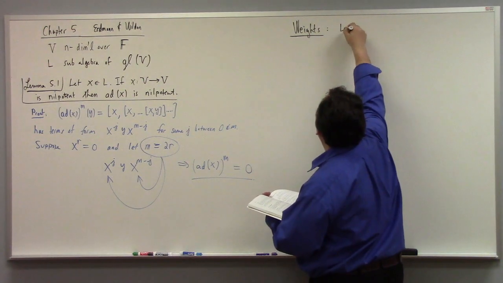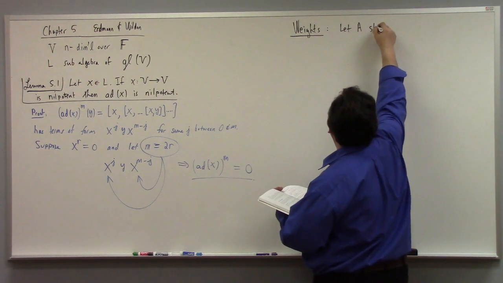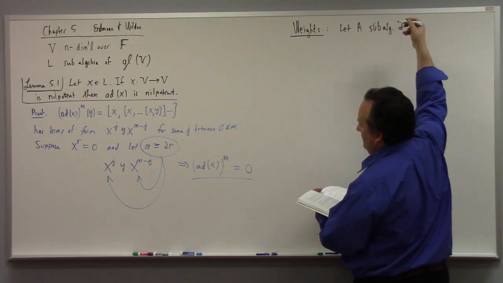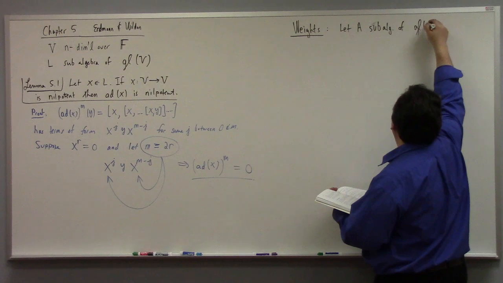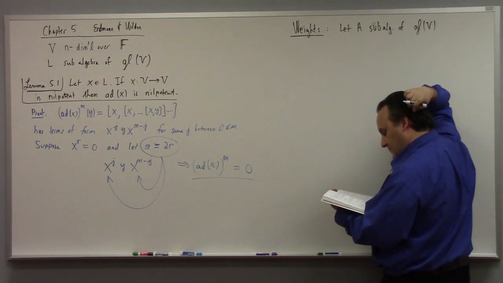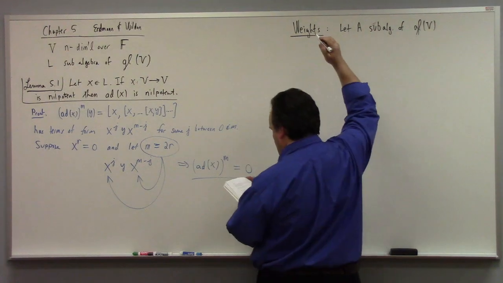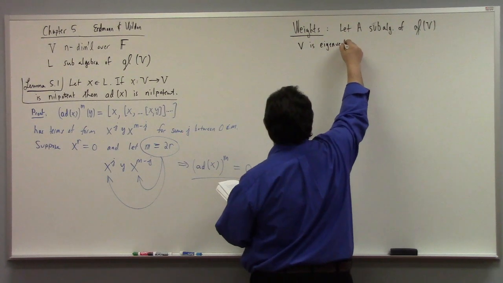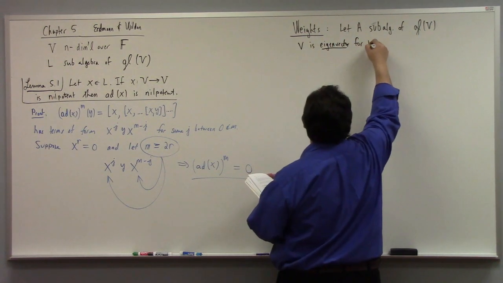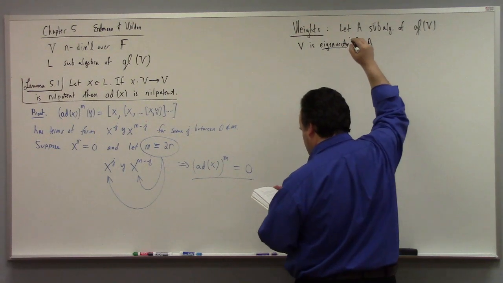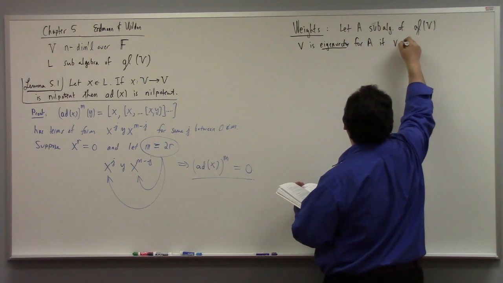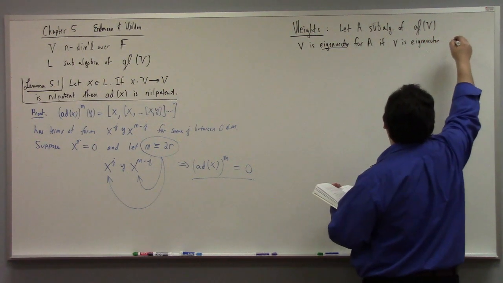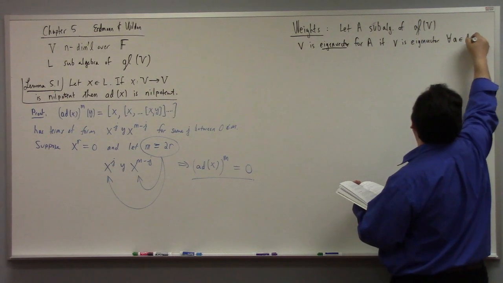And we want to talk about an eigenvector for a whole subalgebra of GL(V). So let A be a subalgebra, just like L was in lemma 5.1. He wants to say v is an eigenvector for A. What does that mean? If v is an eigenvector for all, let's say, little a in A.